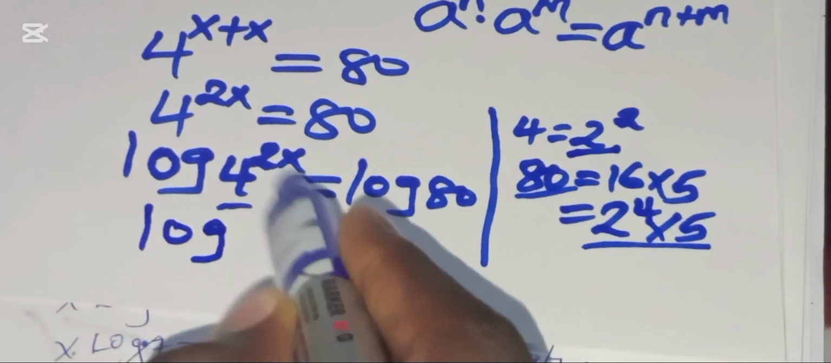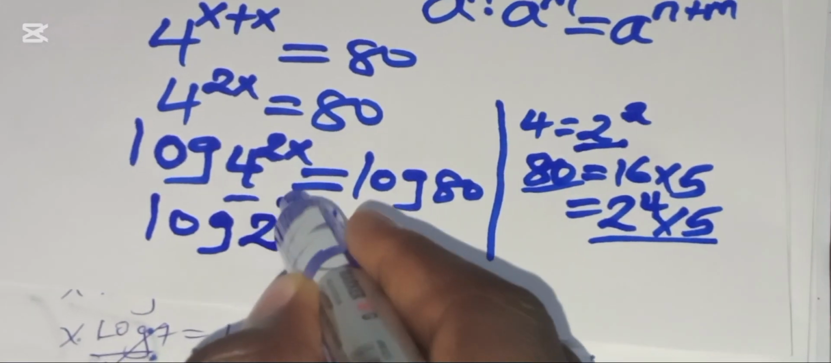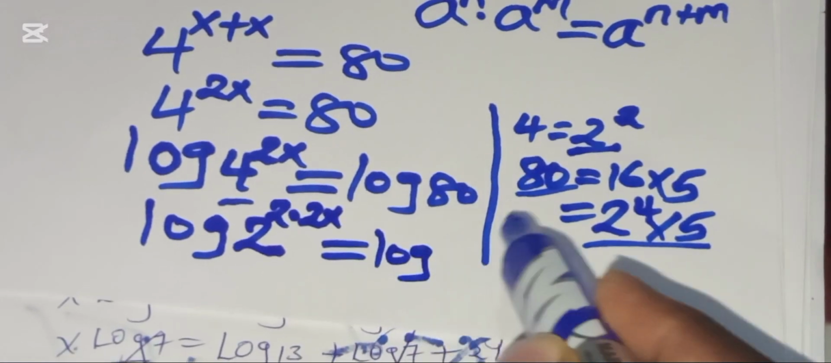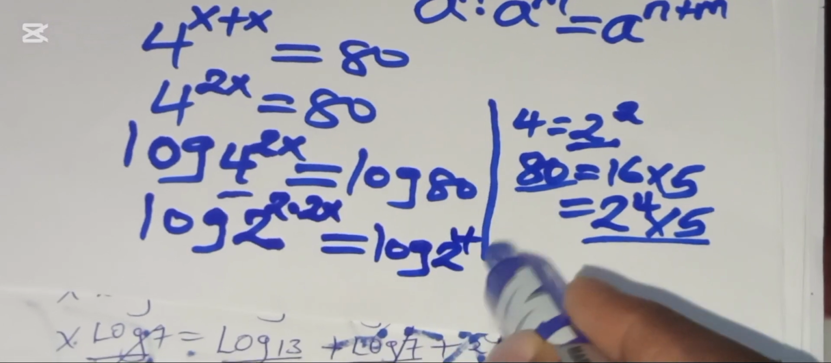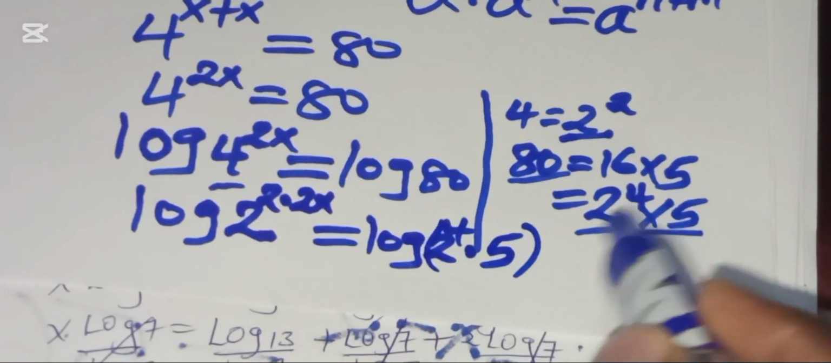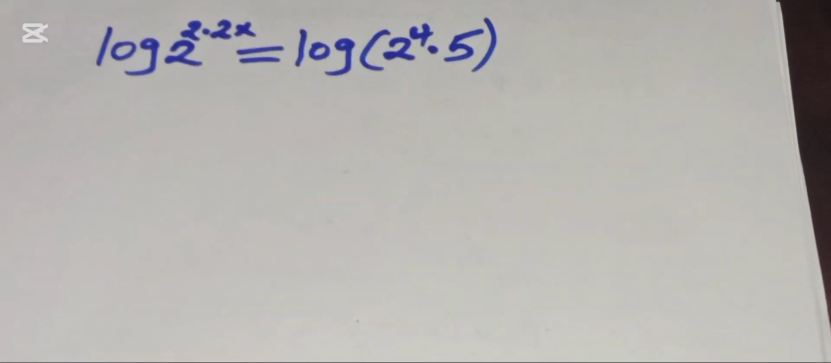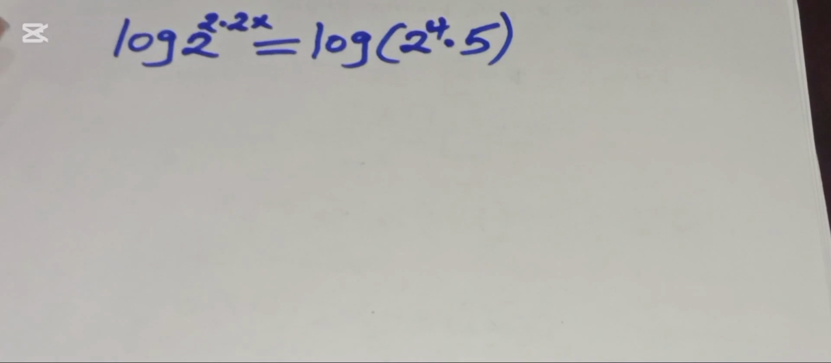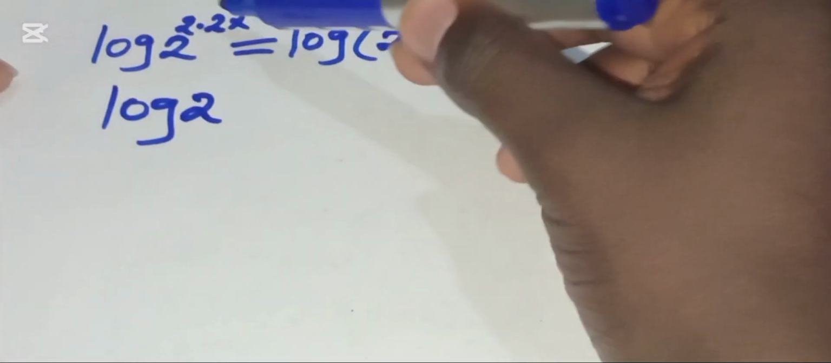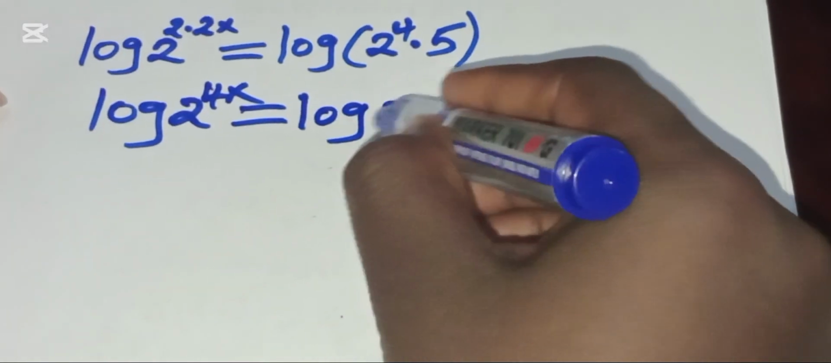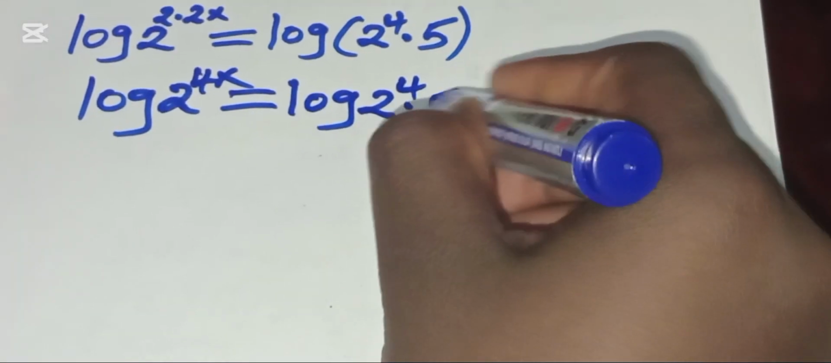We'll have log 2 raised to power 2 multiplied by 2x is equal to log 2 raised to power 4 multiplied by 5. So what we have here is log 2 raised to power 2 times 2x, which is 4x, so log 2 raised to power 4x is equal to log 2 raised to power 4 multiplied by 5.